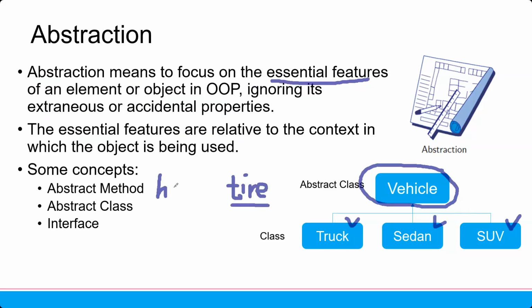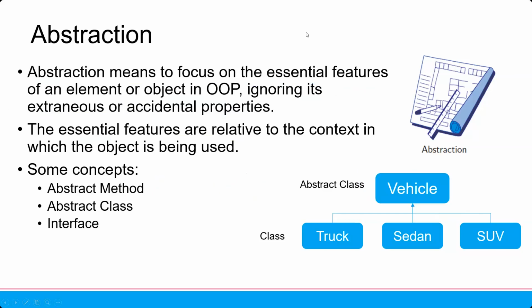Or maybe we can say the vehicle has a handle, and so on and so on. So we can just mention the essential features for the object. For example, the object student will have the essential features such as name, student ID. So we have these essential features, and usually we mention this as the abstract class.